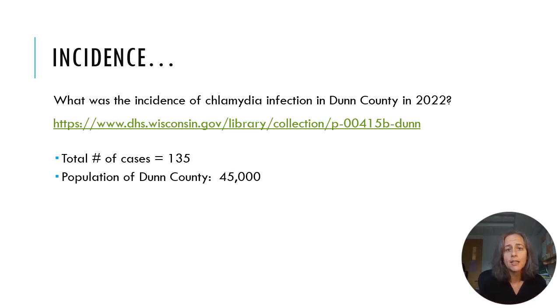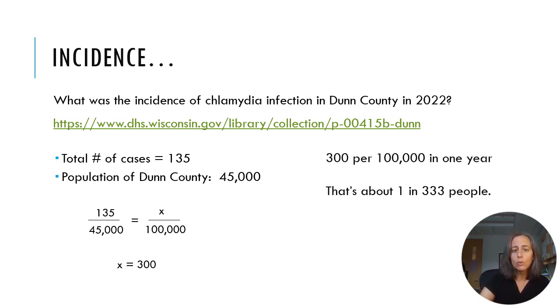The total population of Dunn County is about 45,000. I rounded to make the math easy. So what we do is we say, okay, 135 people were diagnosed out of 45,000. What is that equivalent to out of 100,000? So 135 over 45,000 equals X over 100,000. Then we solve for X by cross multiplying and dividing, and we find out that X is 300. So the incidence rate of chlamydia in 2022 was about 300 per 100,000 people in 1 year. Another way to think about that is that's about 1 in 333 people.